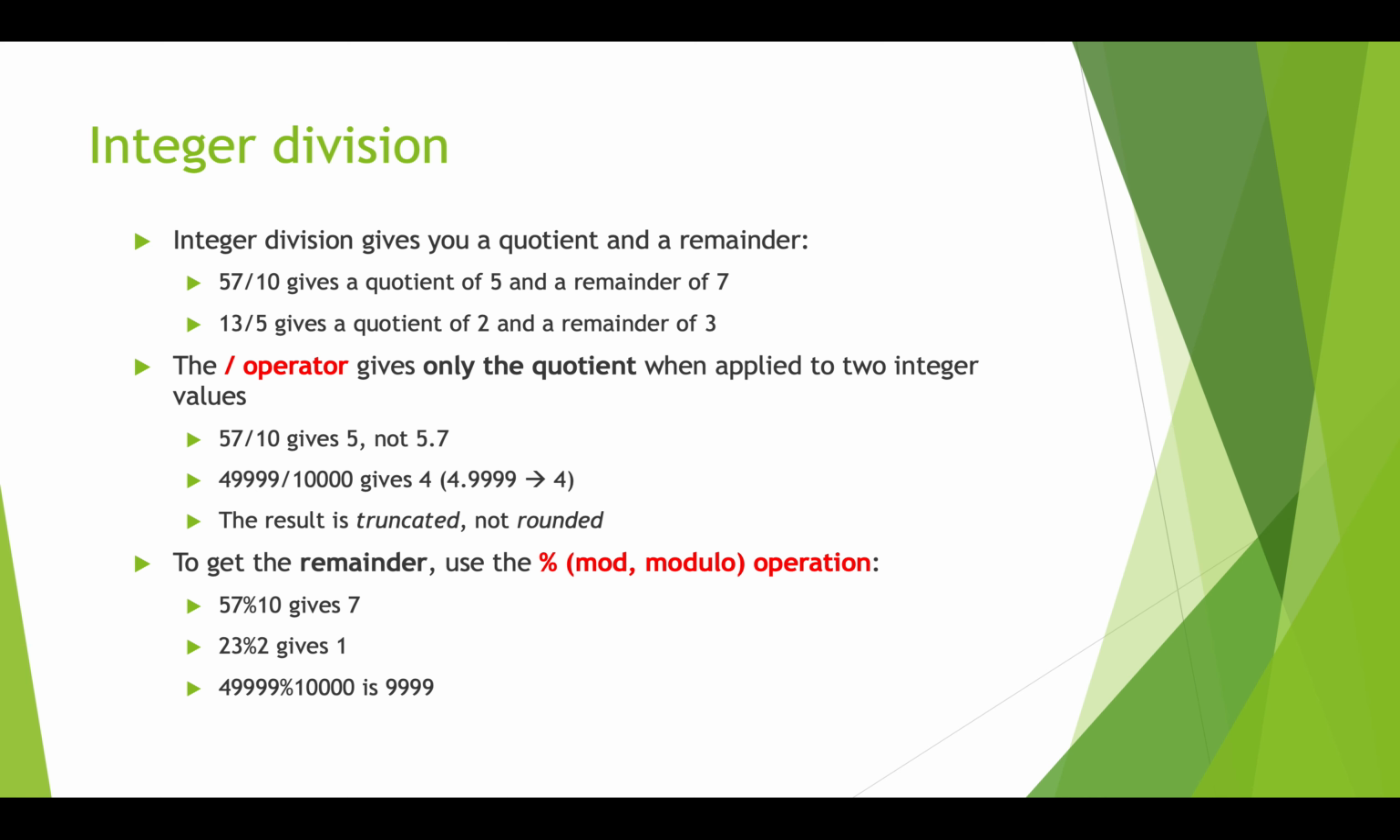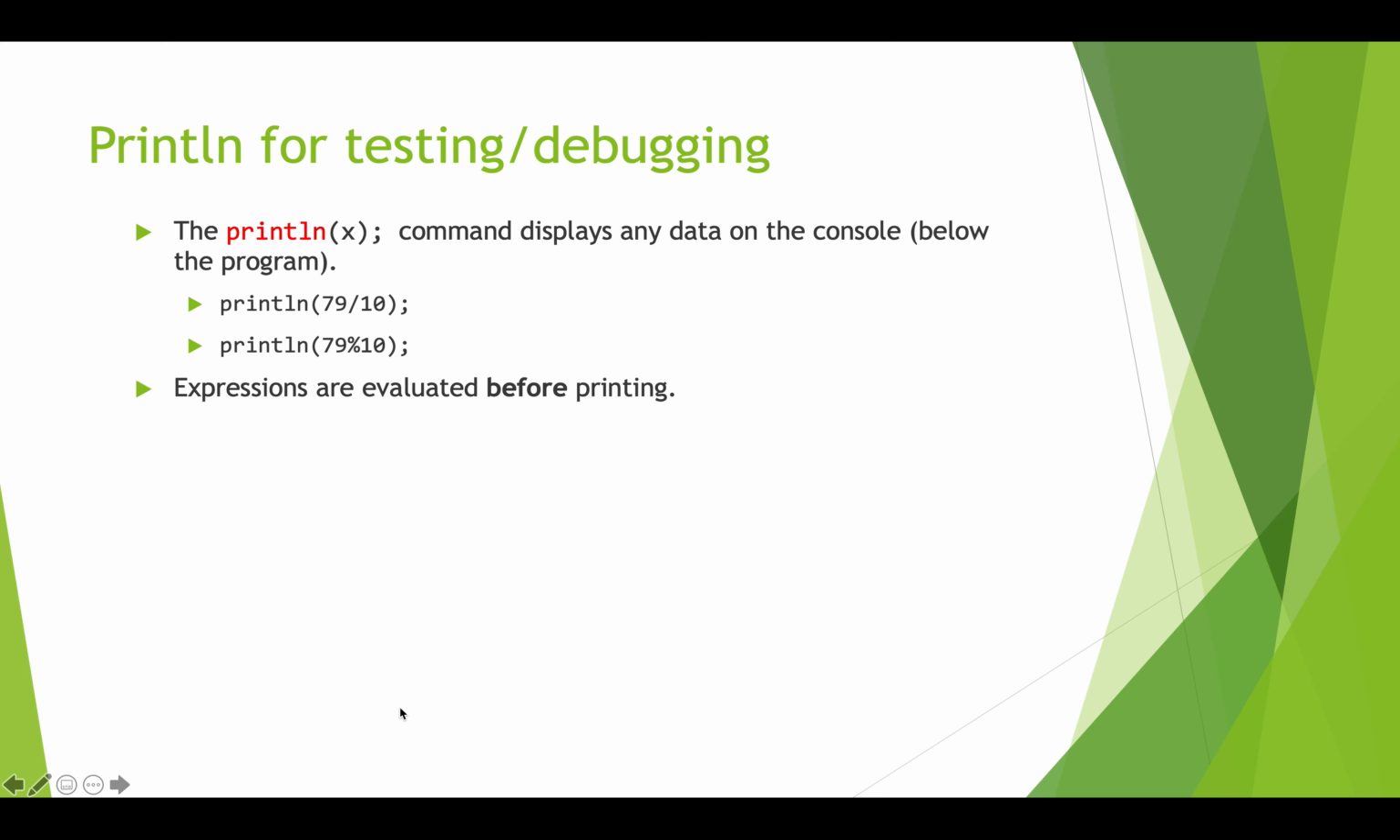If you want the remainder, then you need to use the percentage sign, which is the mod operator, or the modulus or modulo operator. So if, instead of doing 57 divided by 10, we do 57 mod 10, then what we get is 7, which is the remainder from that division operation. So 23 mod 2: 2 multiplied by 11 gives you 22, but we've got 1 left over, so 23 mod 2 gives you 1, etc.